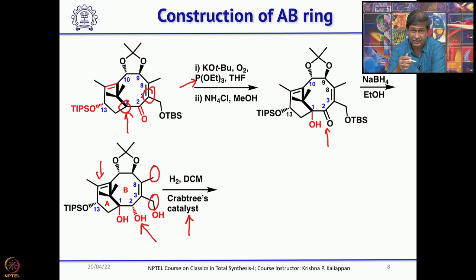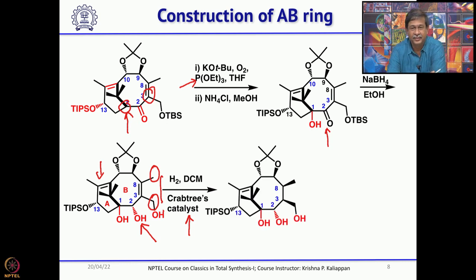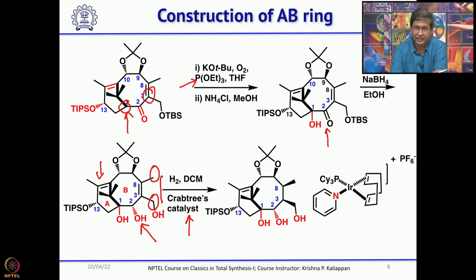When the hydrogen is delivered from the alpha side, then automatically this methyl and hydroxymethyl, these two will become beta. So this is what you get. Hydrogen comes from the same side as that of the secondary alcohol, so that the methyl and CH2OH come from the beta side. So this is the structure of Crabtree's catalyst, which is widely used for directed hydrogenation.